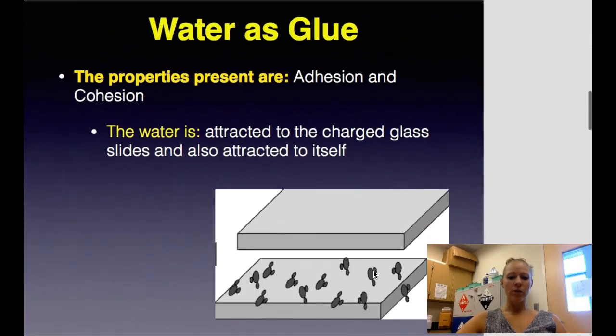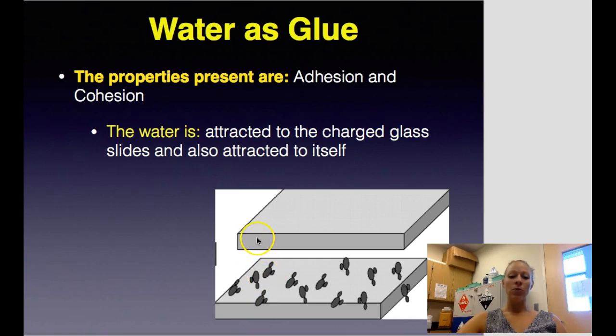Our first station, water is glue. The slide on the top and the slide on the bottom were held together by the forces caused by adhesion and cohesion. So cohesion, these water molecules were sticking together, so there was some attached to this slide and some attached to that slide, and they were attracted to one another.